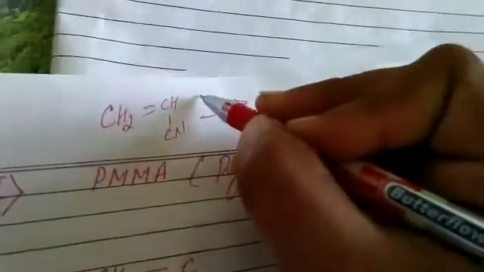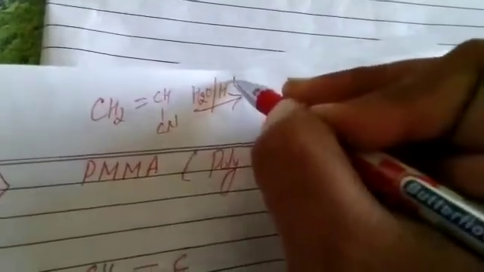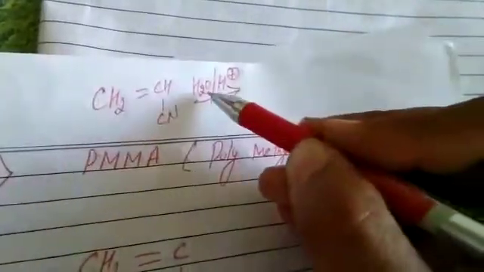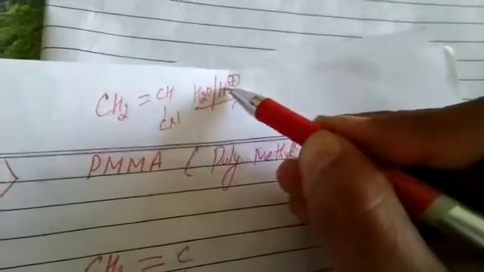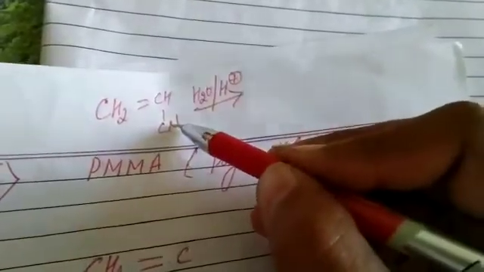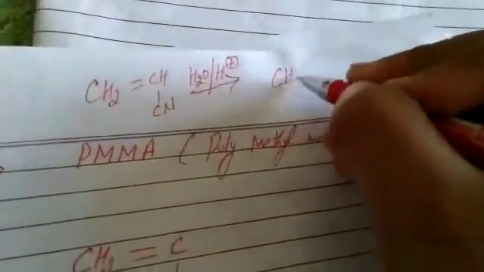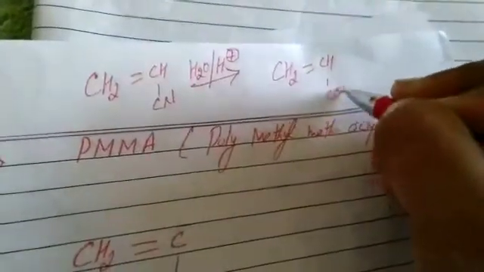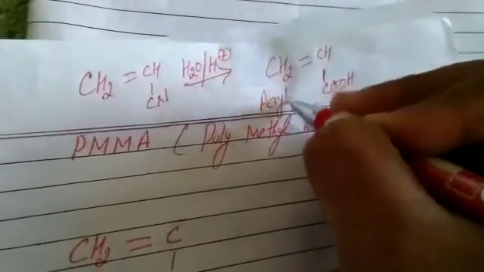Students, we have studied in organic chemistry, suppose we are doing complete hydrolysis, that is, treating it with water in dilute acid. What will happen? CN changes to COOH. In dilute acid, we always get COOH, and in concentrated acid, we get amide. All of you know. What is the product? CH2 double bond CH COOH. Students, this compound is called acrylic acid.